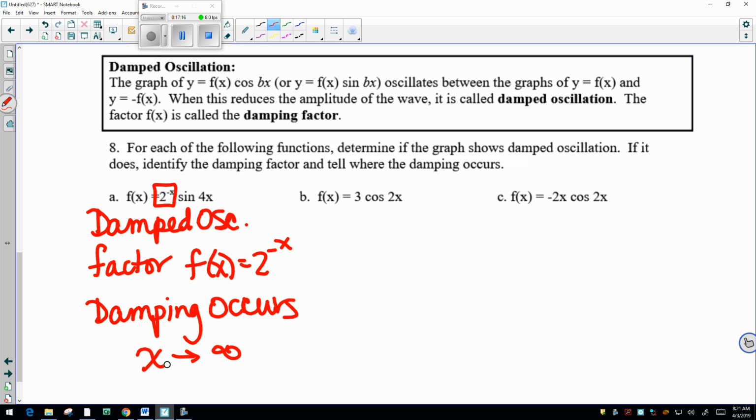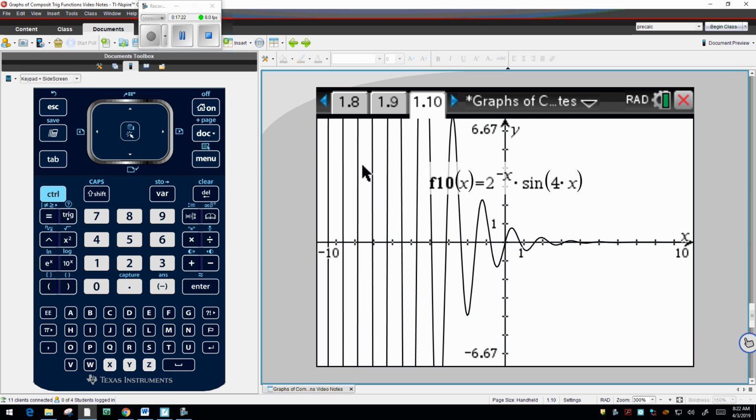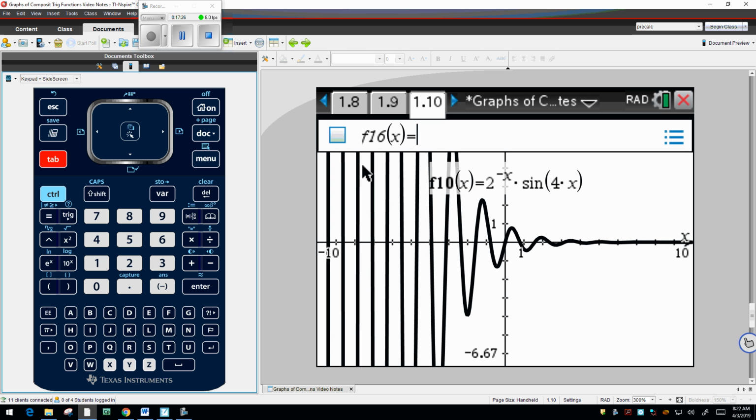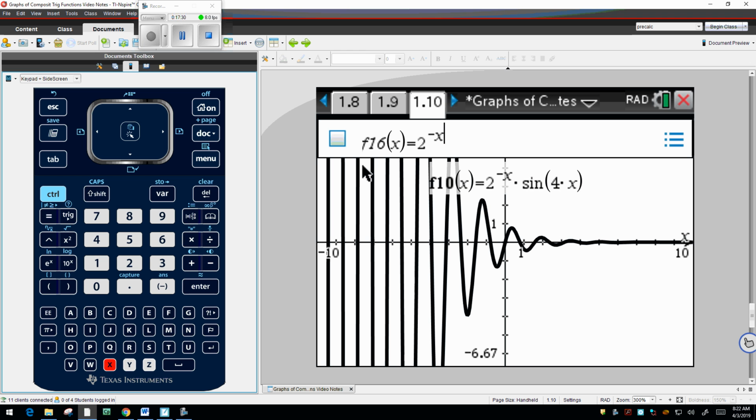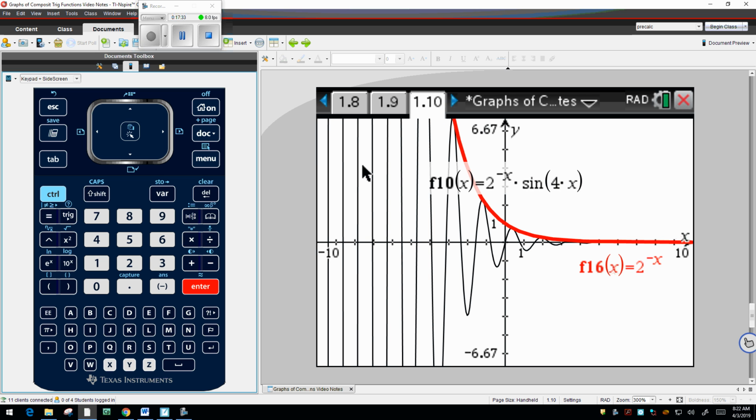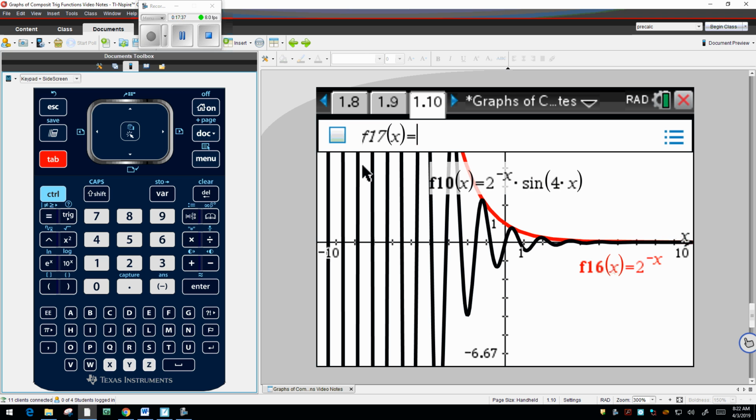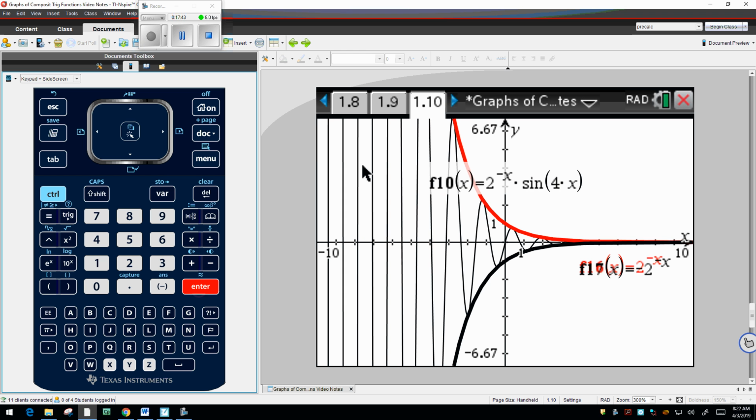So kind of like when we dealt with limits, I want to know which direction it's happening in. Okay, and if I go back and I add that graph in, we said the damping factor was 2 to the negative x. And watch what happens. I can see it's getting squished. But now also notice that it happens on the bottom. So that would be like a reflection of that factor. So how about negative 2 to the negative x? And I can see that factor.